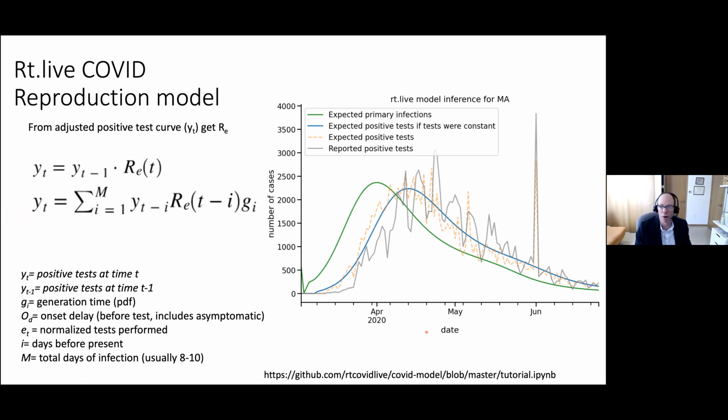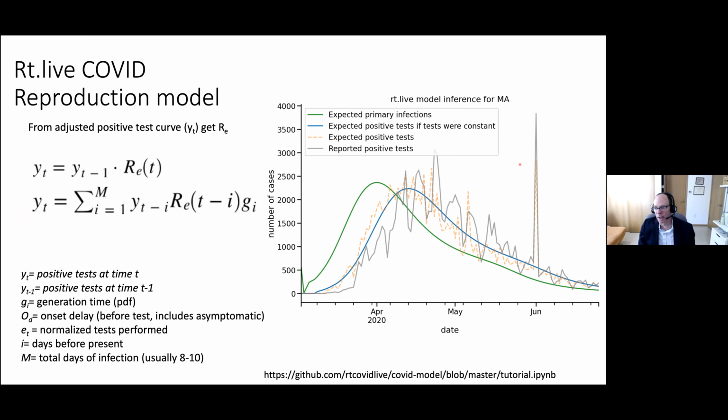And how does this actually work? Well, you create this curve by basically saying the number of cases at some time is the number of cases at a previous time times the reproduction rate. And how do you calculate that? Well, it's essentially based on the testing rate. You take the number of positive tests, and then you adjust for a generation time of the virus and a transmission time, which is actually lagged based on the days before present.